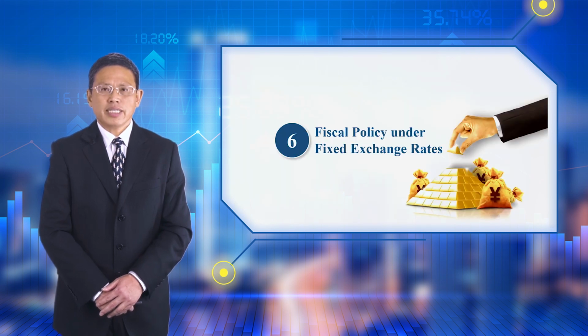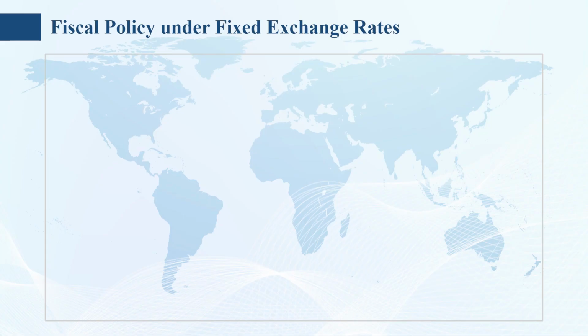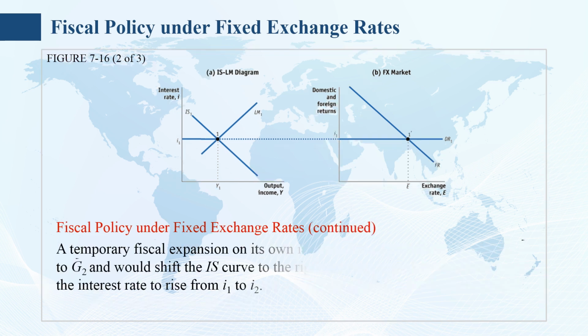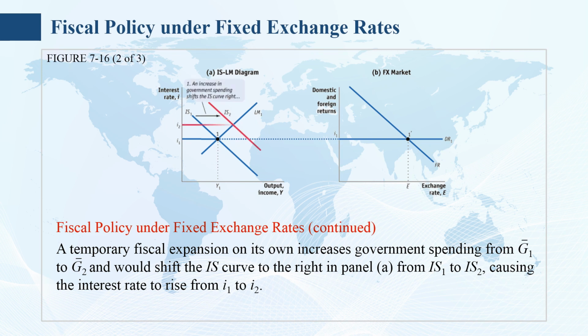6. Fiscal policy and fixed exchange rates. Figure 7-16 shows what happens in this case. In panel A, in the SLM diagram, the goods and money markets are initially in equilibrium at point 1. The interest rate in the money market is also the domestic return, DR1, that prevails in the foreign exchange market. In panel B, the foreign exchange market is initially in equilibrium at point 1.